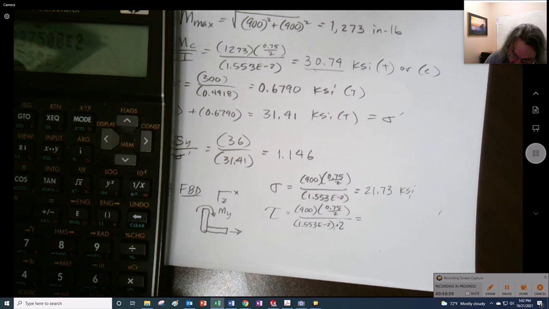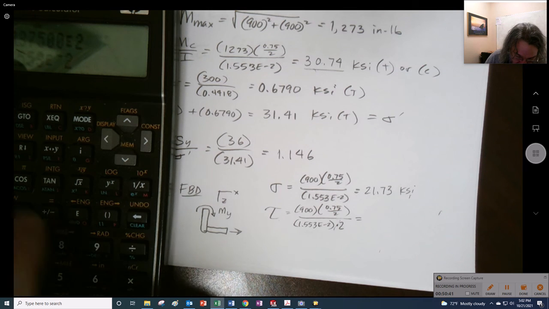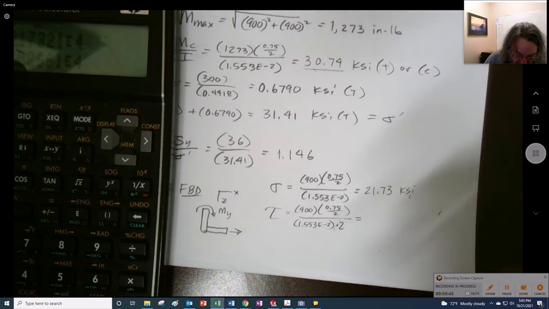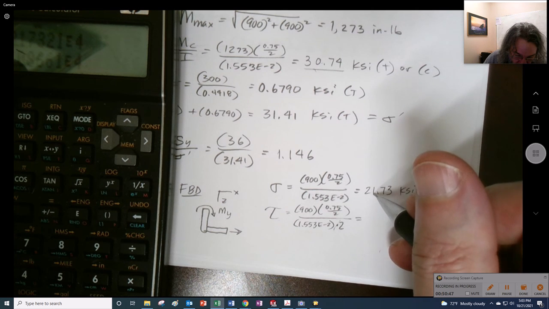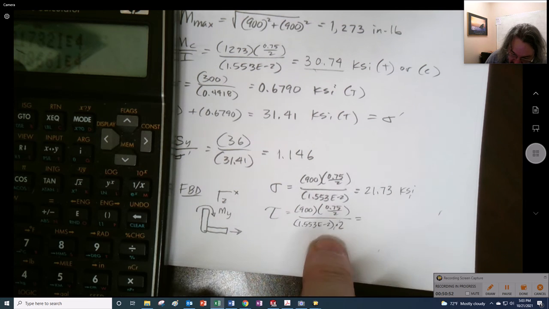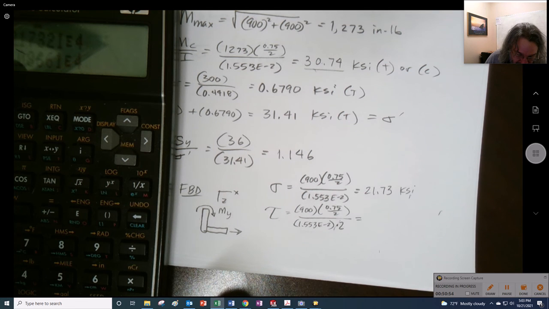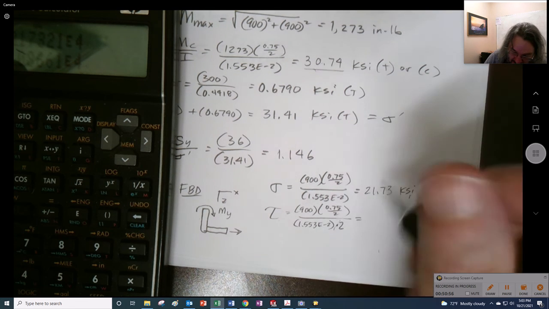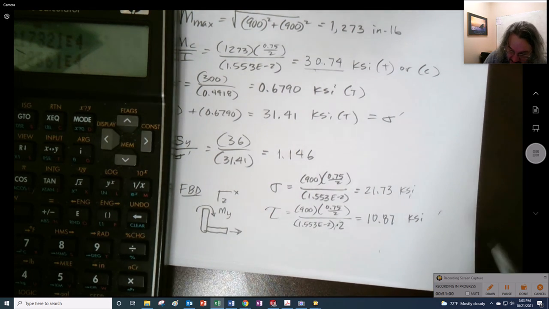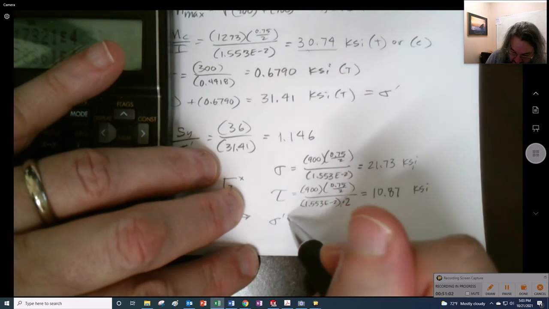1.553 E minus 2 times it. Okay. And I think I divide. And that should just be 1/2, but it wasn't. It should be 1/2 of that. Is it 1/2? Yes, it is. Okay. 10.87 KSI. Now find the von Mises.